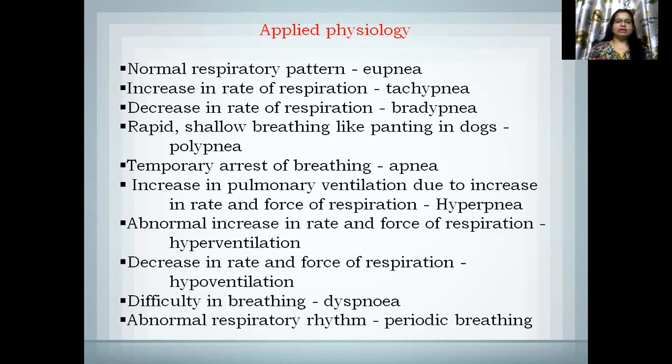Temporary arrest of breathing is called apnea. Increase in pulmonary ventilation due to increase in rate and force of respiration is called hyperpnea. Abnormal increase in rate and force of respiration is called hyperventilation. Decrease in rate and force of respiration is called hypoventilation. Difficulty in breathing is called dyspnea. Abnormal respiratory rhythm is called periodic breathing.